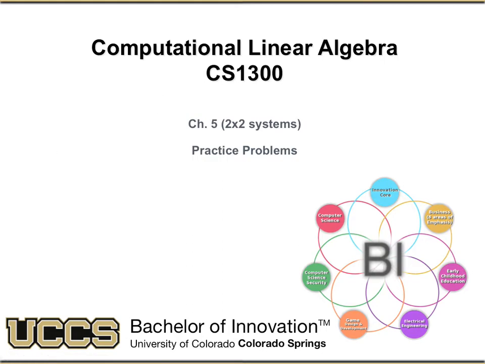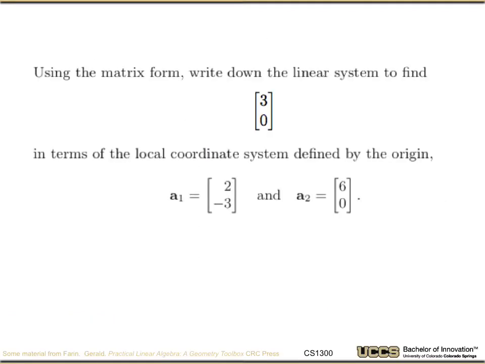Okay, let's do some practice problems for Chapter 5 on 2x2 linear systems. Let's start by going from a more verbal description into the mathematical algebra. We're going to want to convert the matrix form to write down the linear system that finds the point 3, 0 in terms of the local coordinate system defined by the origin given by our two new vectors, 2, minus 3 for one of our basis vectors, and the other is 6, 0. So find this point in that space.